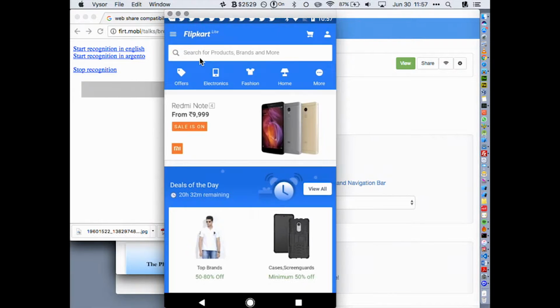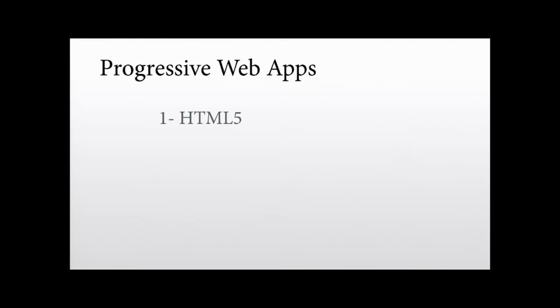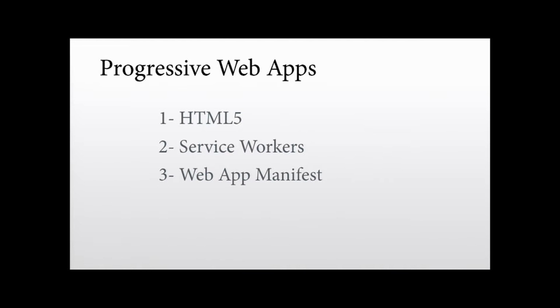First, you need to connect to the Wi-Fi. Yeah, there we are. Okay, so it has that ability. So it can work offline as a native app. And the magic is happening because of service workers. So then we have Web App Manifest.